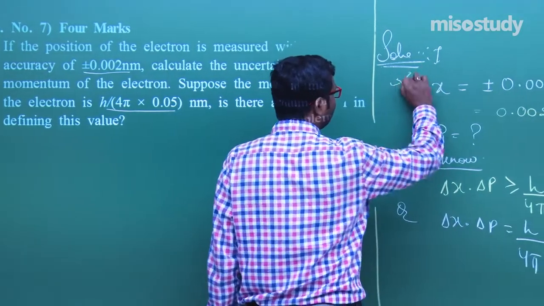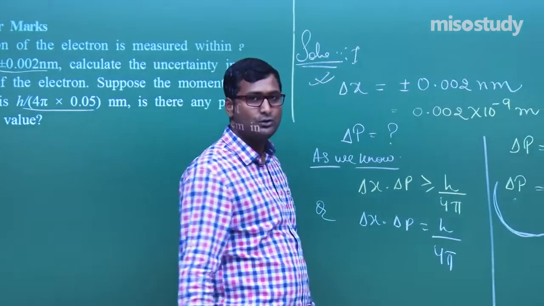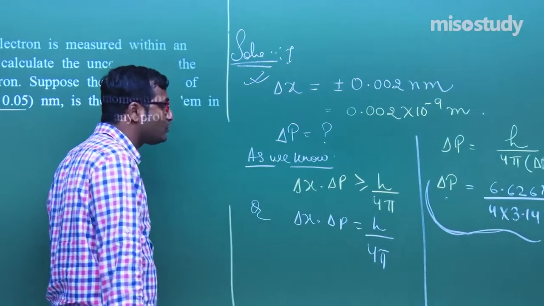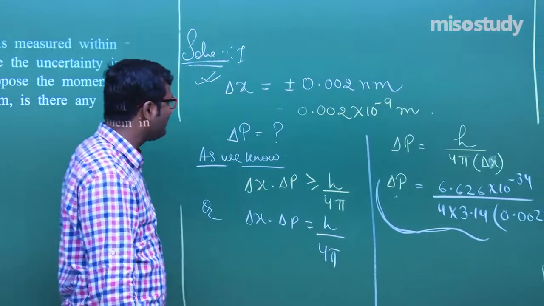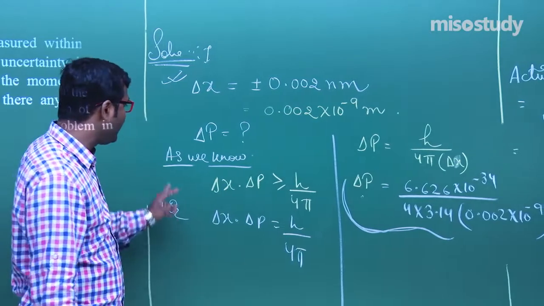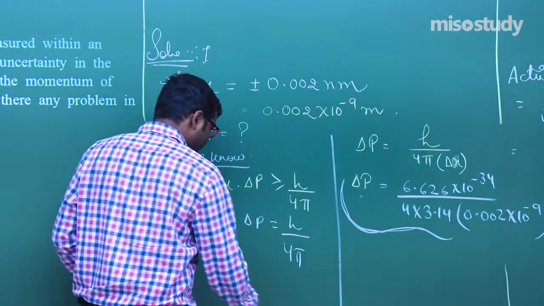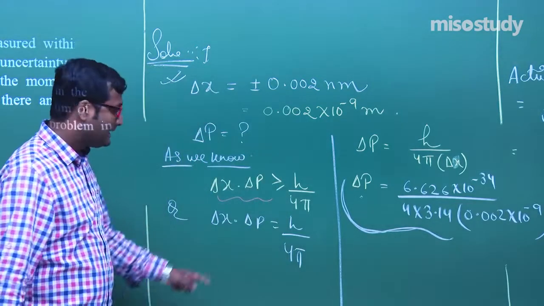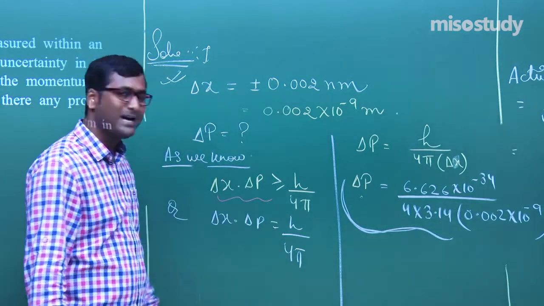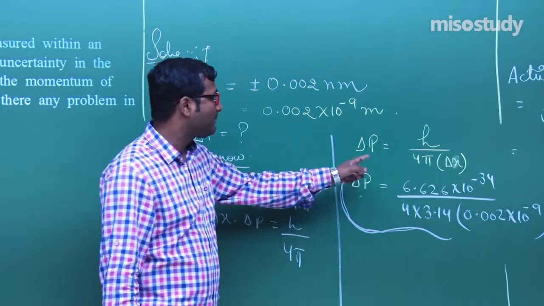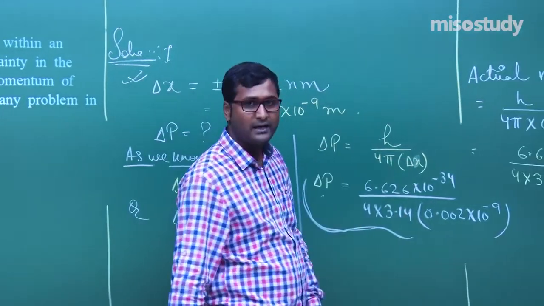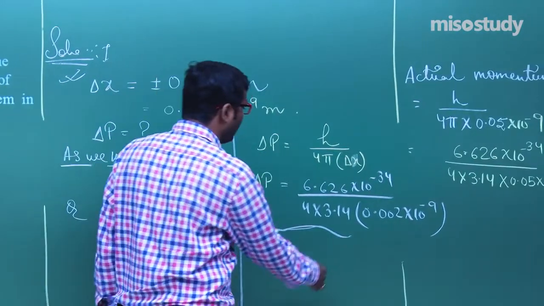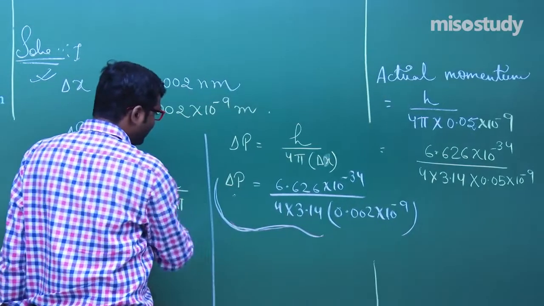That is given here: delta x is 0.002 into 10 to the power minus 9 meter. We need to find delta p. As we know, delta x into delta p is greater than or equal to h upon 4 pi. So delta x into delta p is equal to h upon 4 pi, and delta p is equal to h upon 4 pi into delta x. Put the value, we get delta p, and this is the first part.